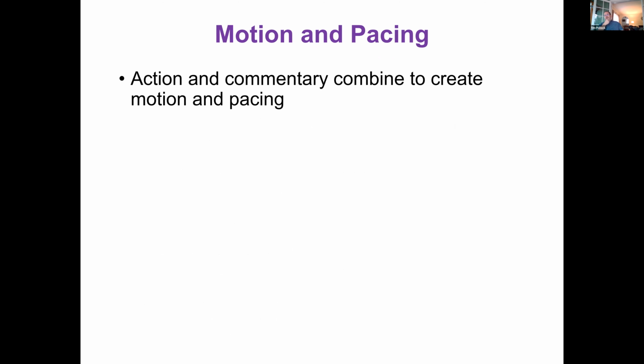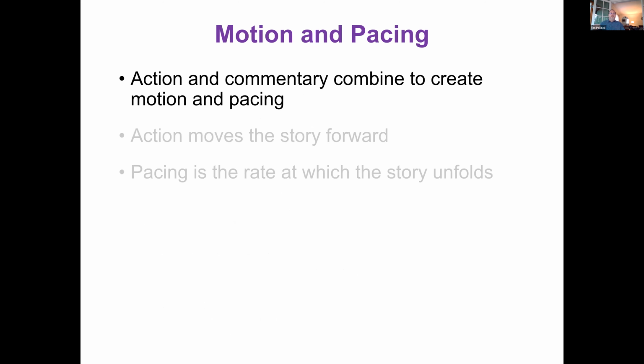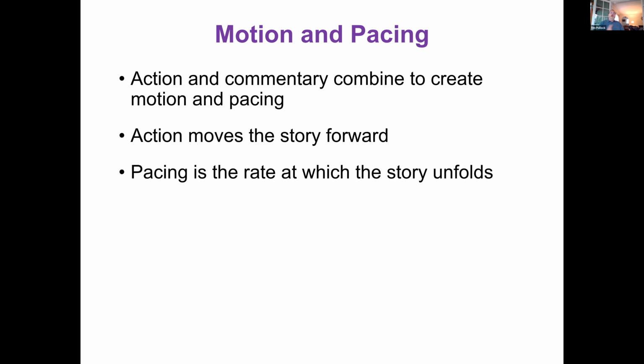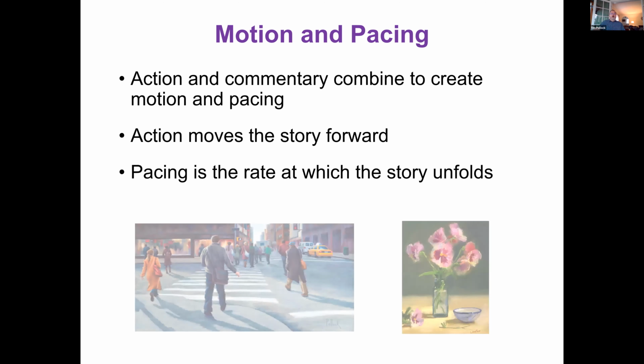So another technique besides putting a human face on your paper that really enhances your storytelling is managing motion and pacing. So motion and pacing are a combination of action and commentary that you combine to create these. So action moves the story forward and creates a sense of motion, and pacing is the rate at which the story unfolds. So if your pacing is too quick, then the paper is going to be too choppy and abrupt. It's going to feel like a forced march. If your pacing's too slow, it's going to be more of a slog.